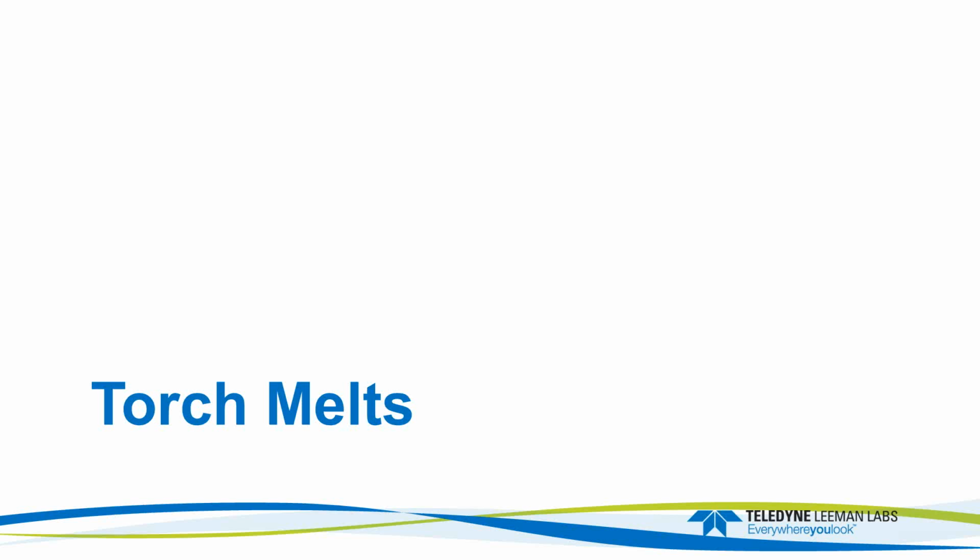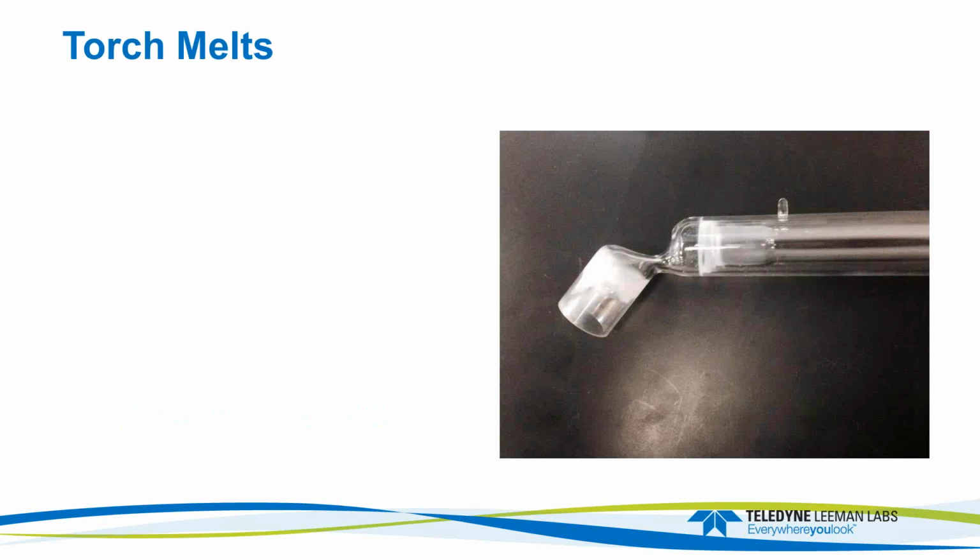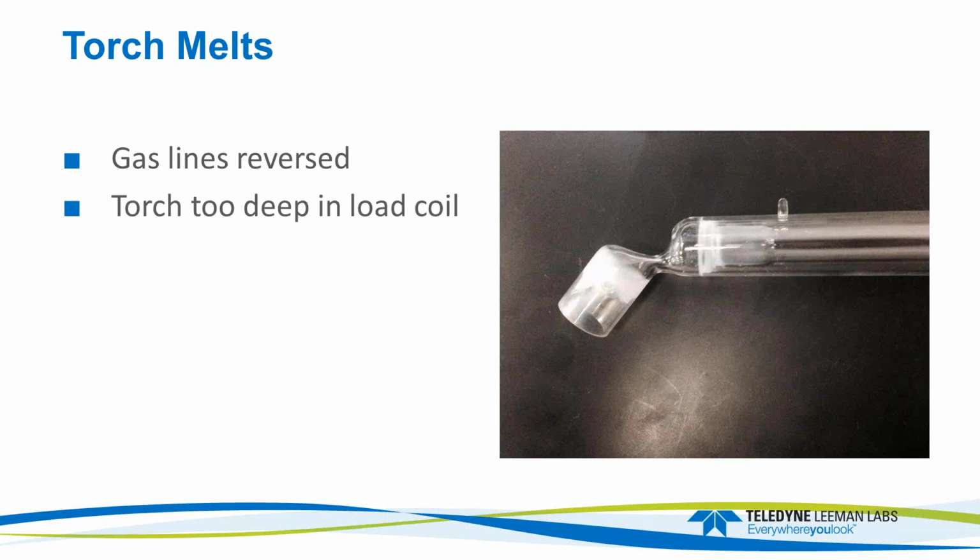Next is torch. A torch is melting. Okay. Again, this is assuming that you have no interlocks. Okay? Again, gas lines reversed. Right. That can melt the torch. Once it's on, then all of a sudden it lights, and then you have the wrong gases going through, the wrong flow rates.